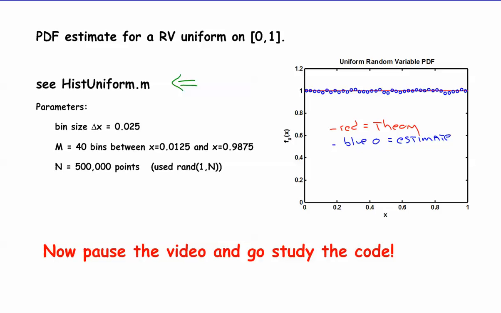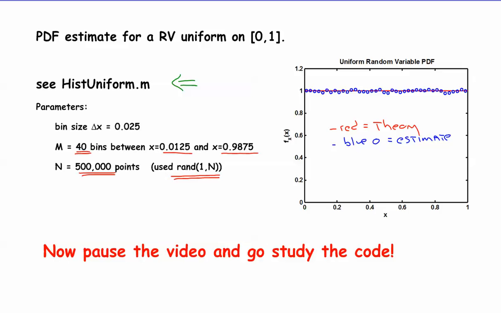Literally what I did was I used the rand uniform random number generator in Matlab, generated 500,000 points, sorted them using the histogram function in Matlab. In this case, I assumed that I had 40 bins. My minimum bin was 0.0125. My maximum bin was 0.9875. I used the Matlab histogram function divided by delta x and capital N, and plotted the results in the little blue circles.